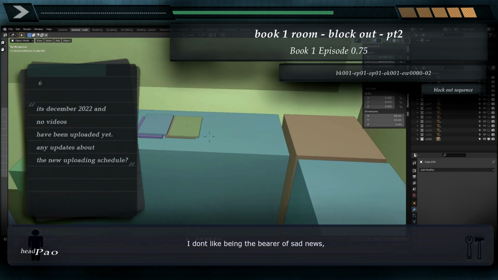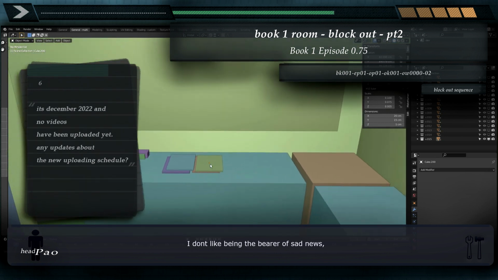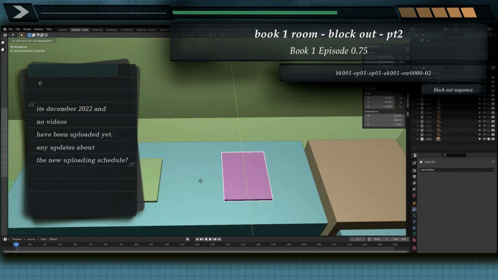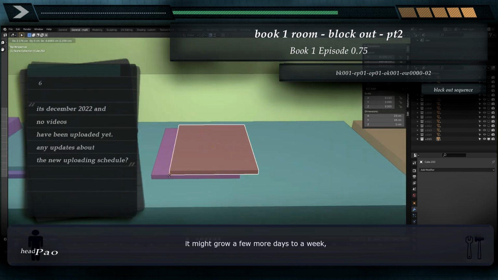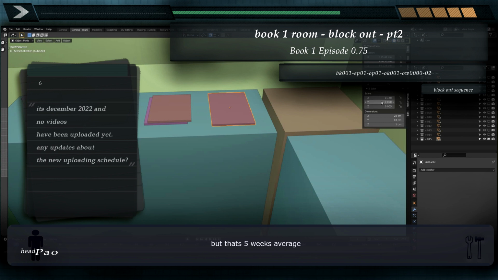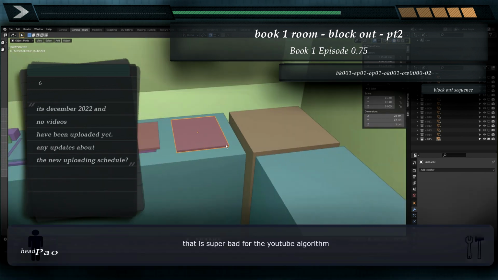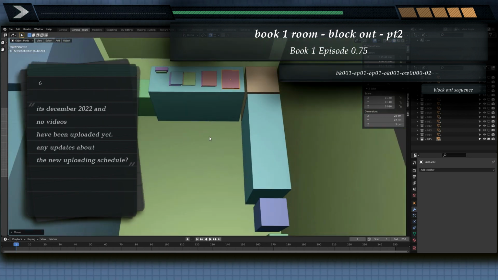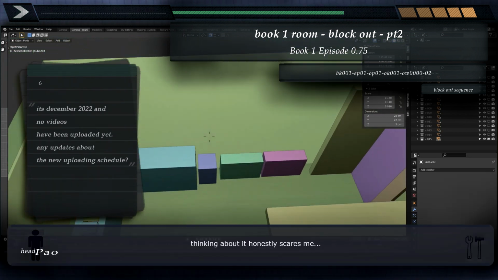I don't like being the bearer of sad news, but that equates to 5 to 6 weeks of work per episode. It might grow a few more days to a week or might shrink a day or two, but that's 5 weeks on average. That is super bad for the YouTube algorithm, plus I'm afraid people can't support that. Thinking about it honestly scares me.